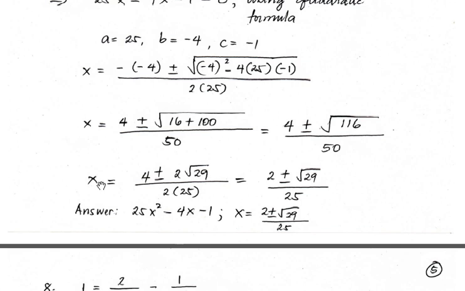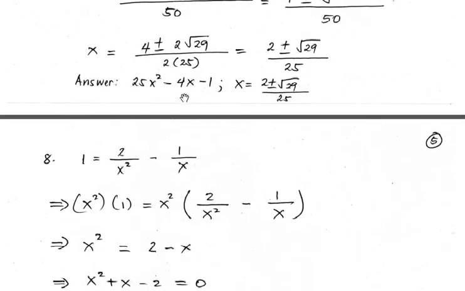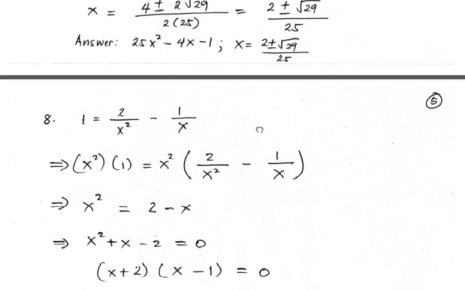So the values for x that will satisfy the quadratic equation 25x squared minus 4x minus 1 are 2 plus square root of 29 over 25 and 2 minus square root of 29 over 25. That concludes our solution for number 7.